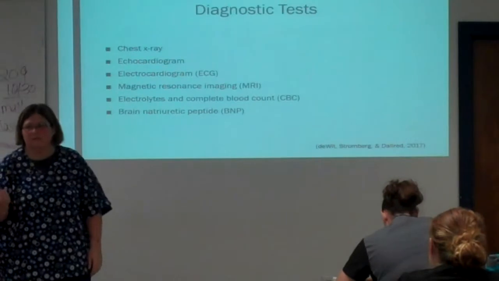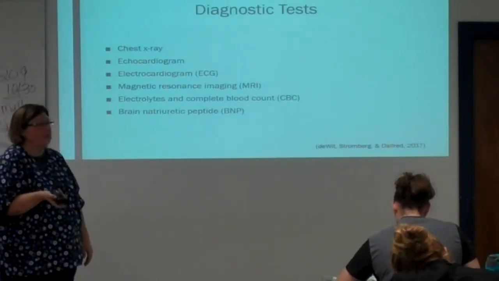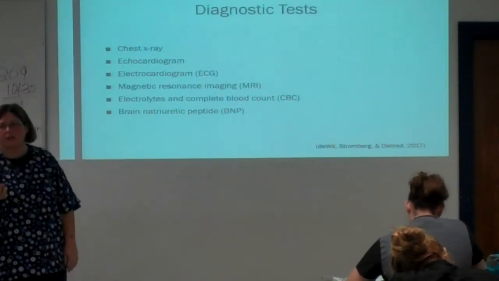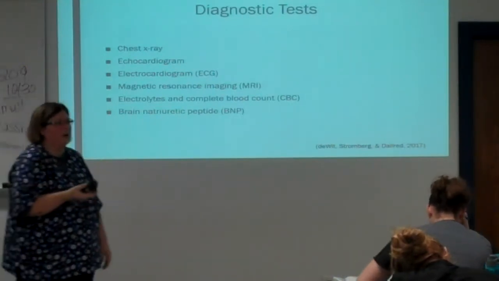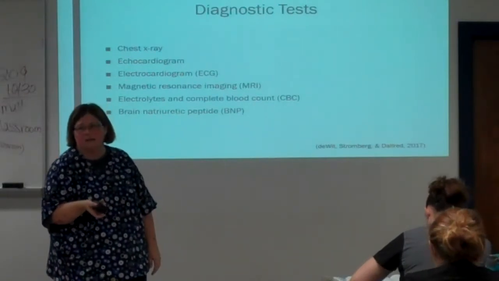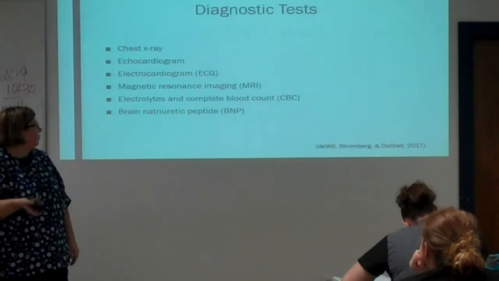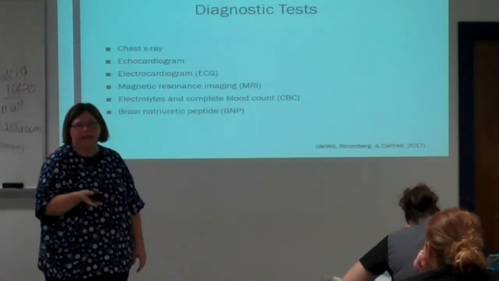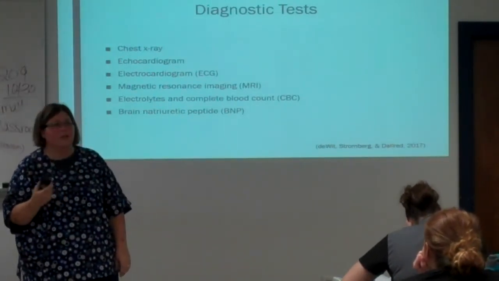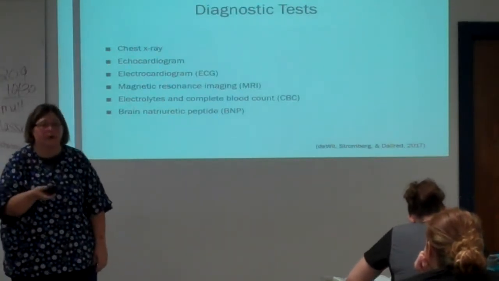Electrocardiogram, your ECG, looking at the heart. They can do an MRI to look at structures also, but with an MRI, what can you not have in your body? Pacemaker. Metal. Okay, metal. Any type of metal you can't have. Electrolytes, complete blood count, we want to look at all that, plus look at cholesterol too, for the coronary artery disease.